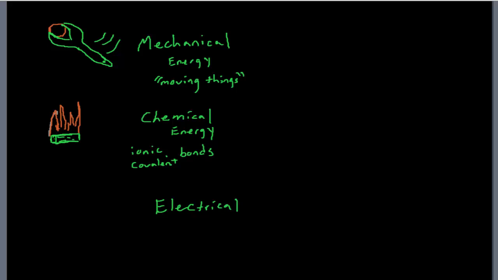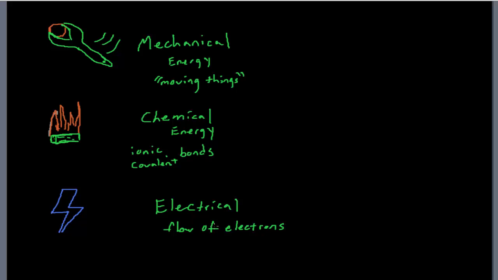Electrical energy, right? Here, I just put a little lightning bolt. Electrical energy is easy to remember because we use it every day. Electrical energy comes from the flow of electrons, the flow of electrons moving from one place to another.